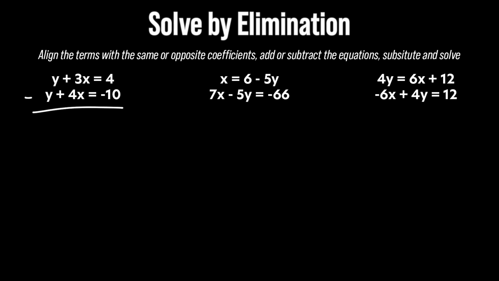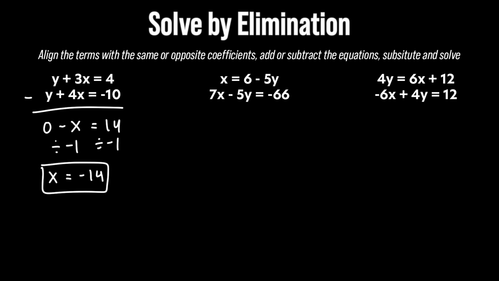So y minus y is 0. 3x minus 4x is going to be negative x. And 4 minus negative 10 is going to be 14. So now we're going to divide by negative 1 on both sides. And we're going to get x is equal to negative 14. That's going to be our solution for x.